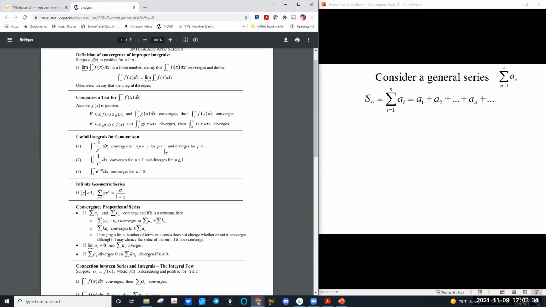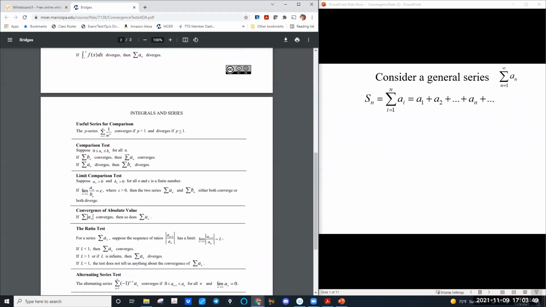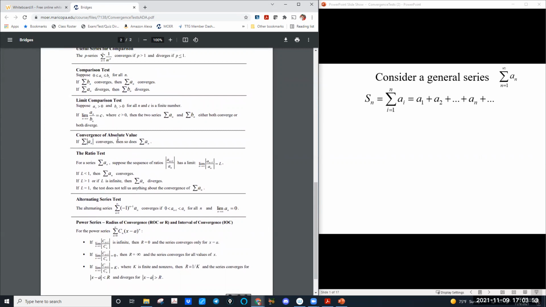This has all the theorems, not proofs, that we're going to be using to show convergence and divergence. It's a 2-page document, and every time we do a test, I'll show you where it is on here. Some of this stuff we will not get to today.